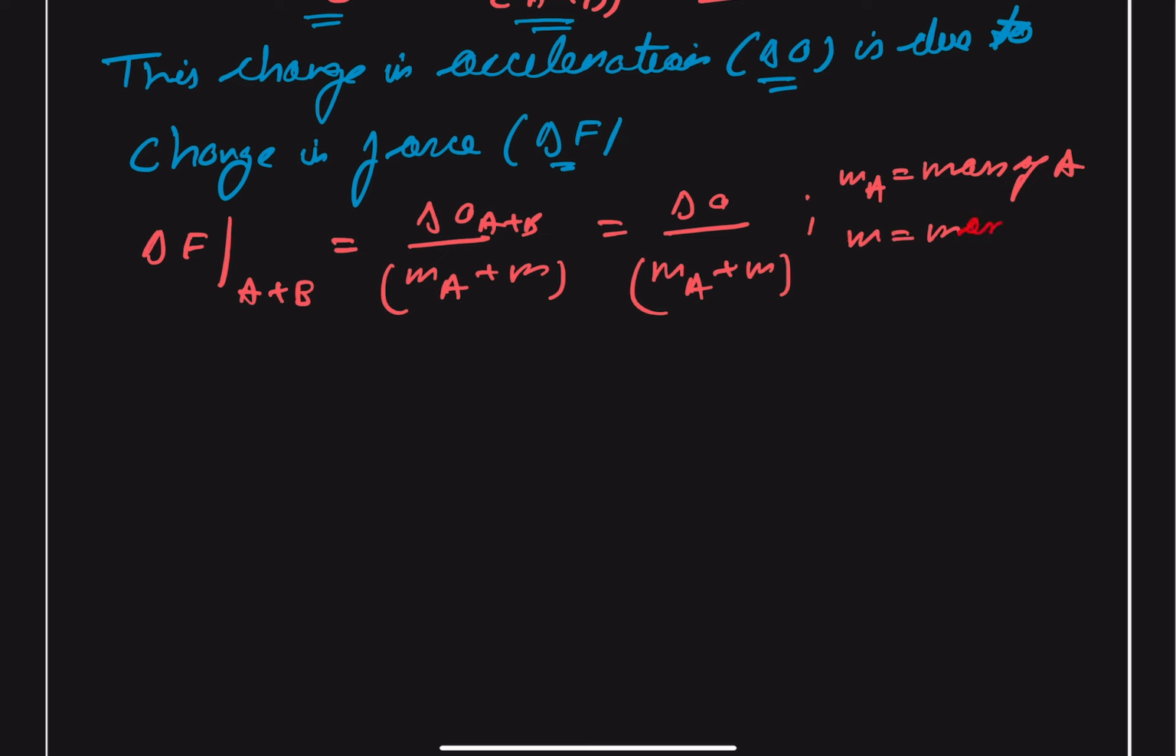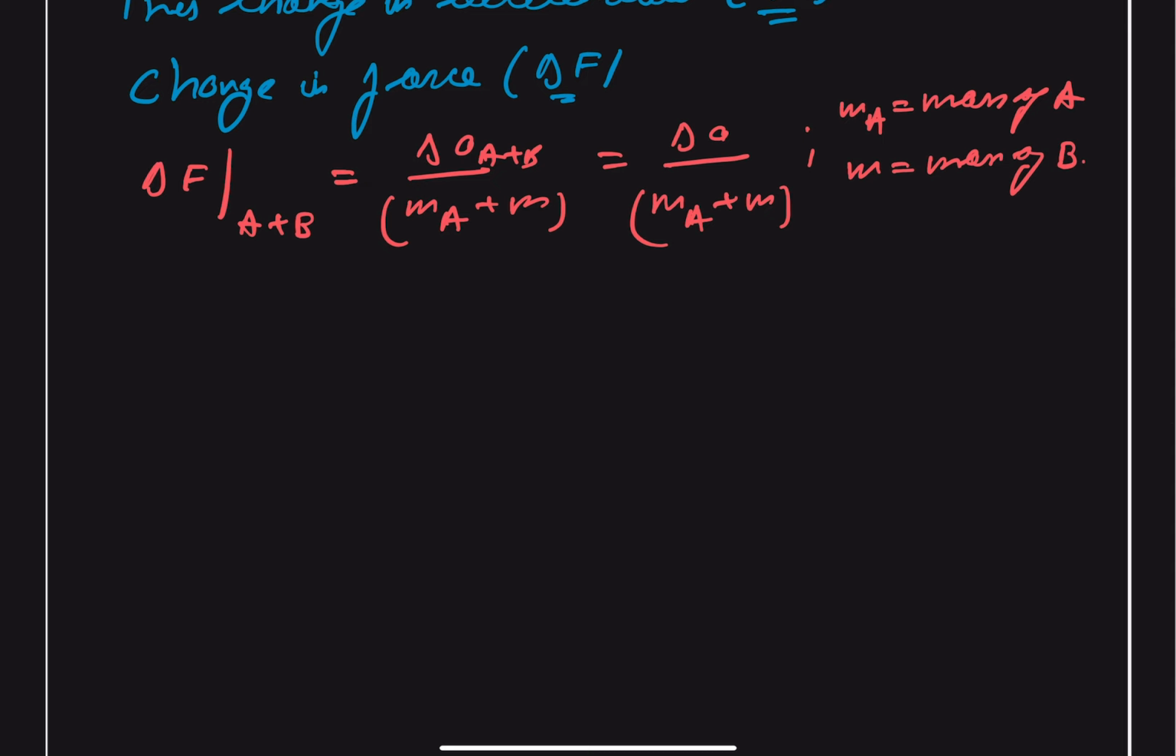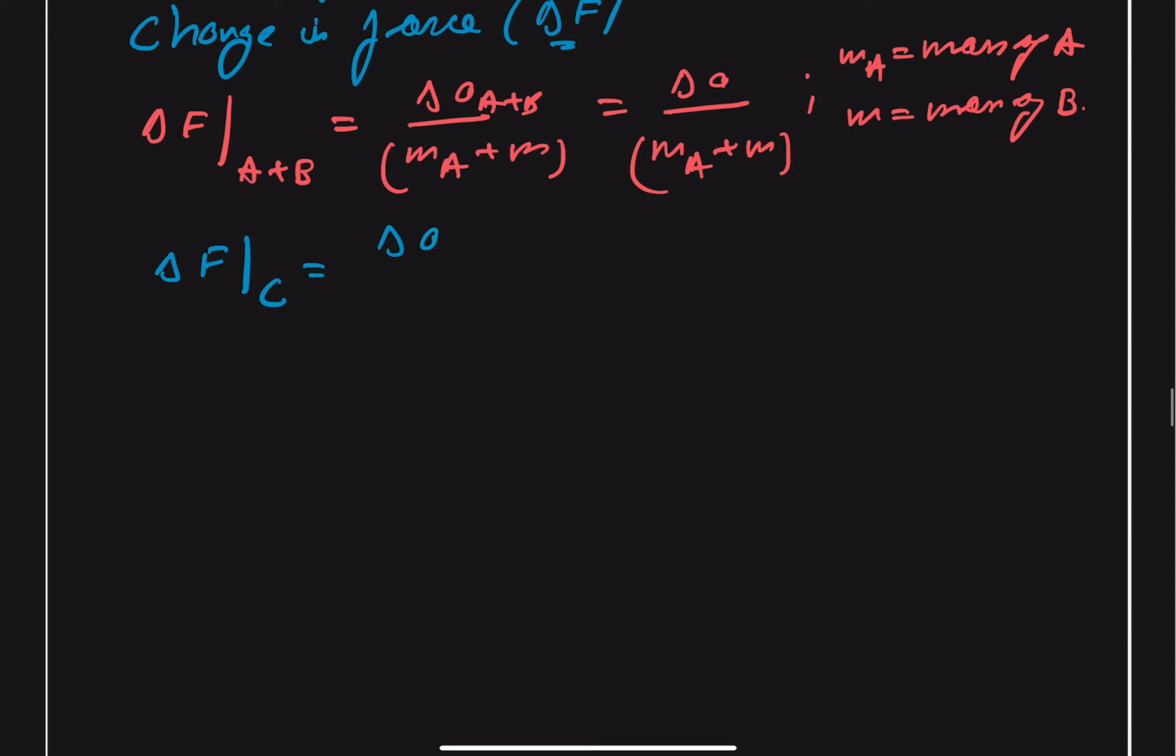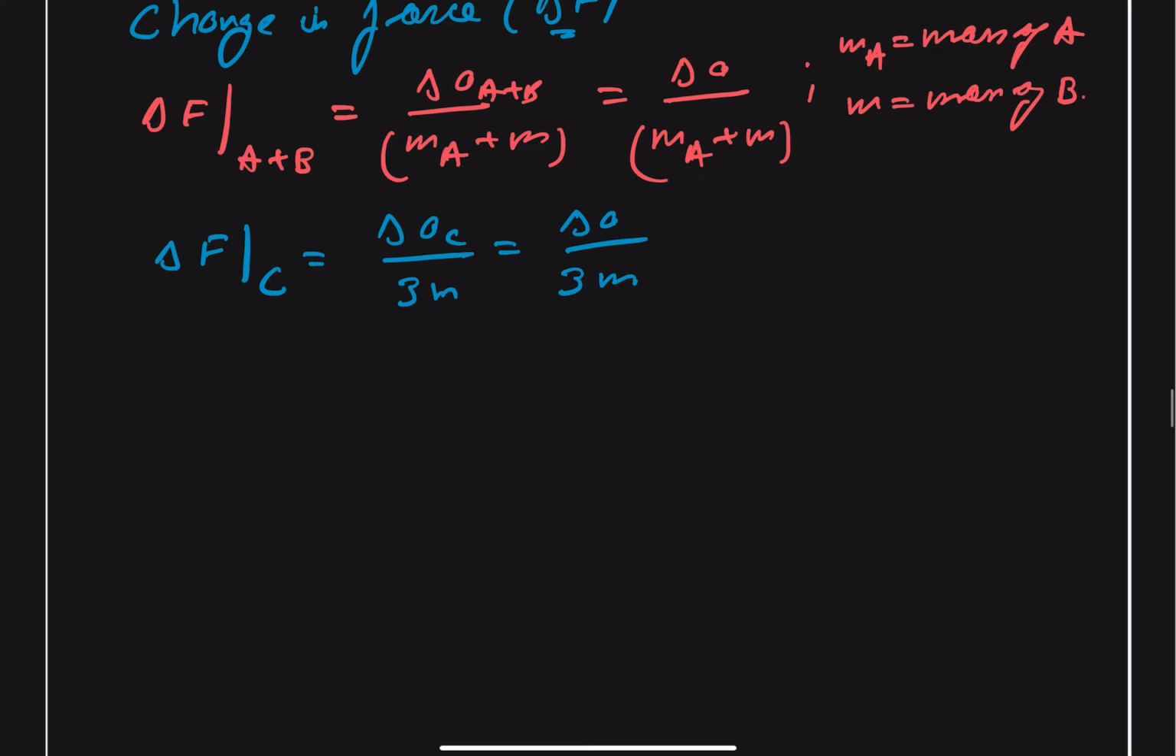Similarly, we can write that change in force for C will be equal to delta A upon the mass of C. Mass is given as 3m, which we can write as delta A upon 3m. So therefore, we have two equations, and we just said that the change in acceleration will be same. So obviously, this change in acceleration will be because of the same change in force, that is our delta F as well as delta C.